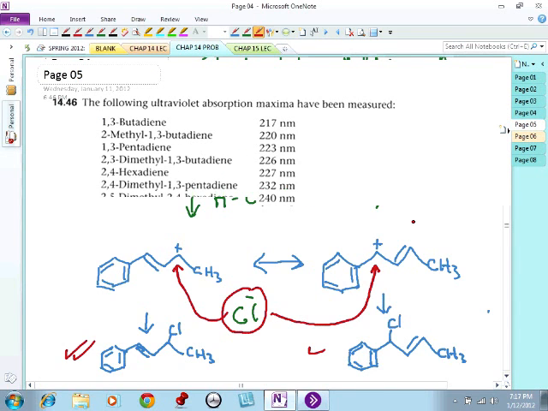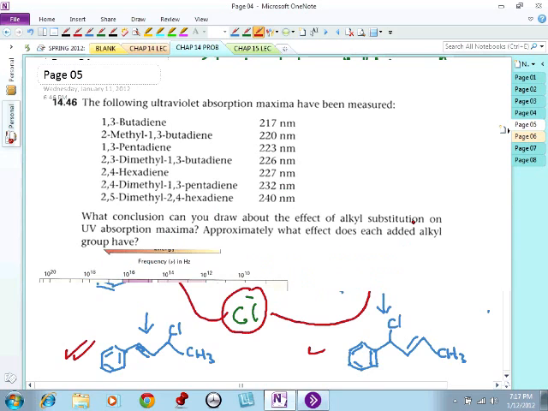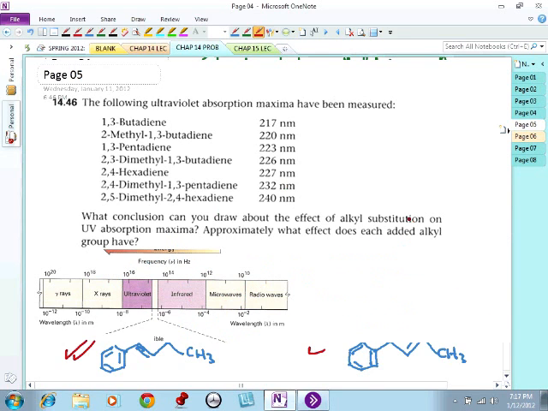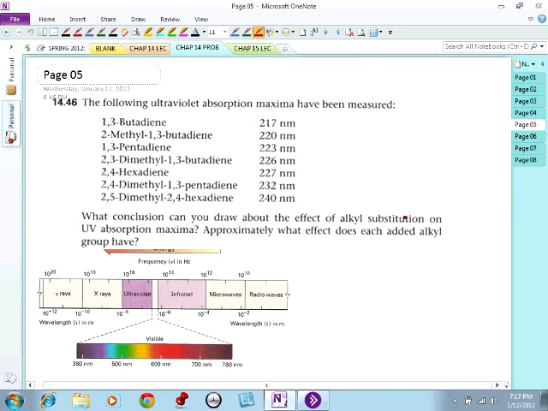Now, I want us to look at this here. We are not going to spend too much time on this. If you take a look at this here, Sean, go ahead and read this question for us. The following ultraviolet absorption maxima have been measured. What conclusion may be drawn about the effect of substitution on UV absorption maximum? Approximately what effect does each added group have? Okay, very good. In other words, what they've done here is the following ultraviolet absorption maxima have been measured.